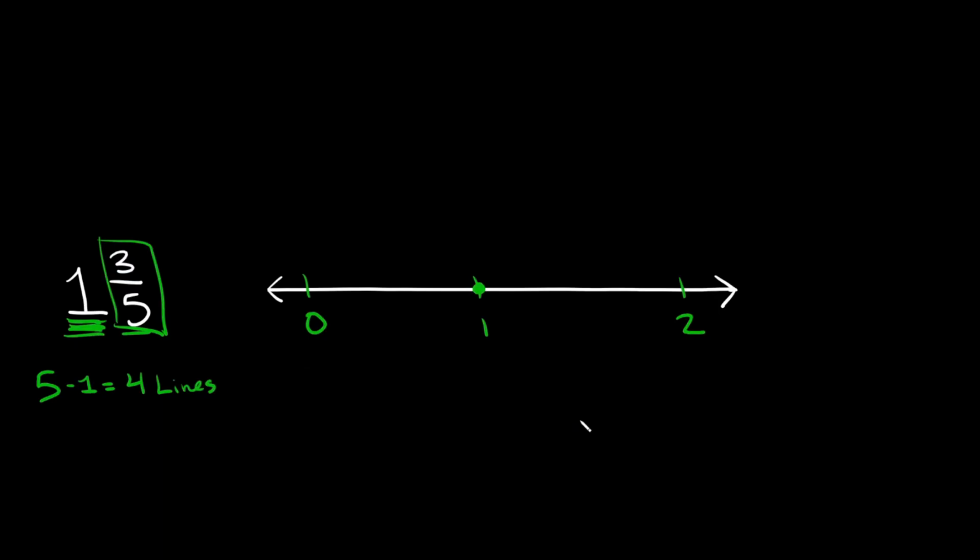And I'm going to try and space them evenly. 1, 2, 3, 4. So as you can see, we have 5 equal spaces, right? Here's 1, 2, 3, 4, and there's 5. Okay, so now we have 5 even spaces. Last thing we have to do is just look at the numerator, because that's going to tell us how many spots we're going to move. So in this case, we're going to move 3 spots. So again, we're going to start at 1, and then we're going to move 1, 2, 3. There is 1 3/5. Okay, we're just going to do one more example with an improper fraction.